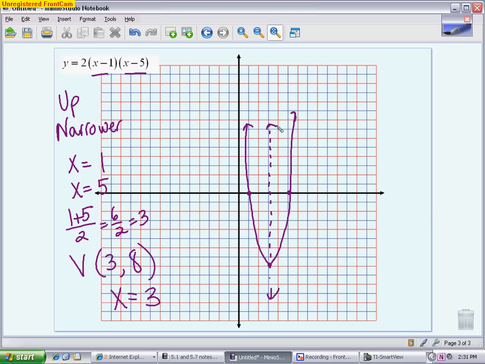This is how you graph any parabola. You just have to determine the form. Again, we have standard, vertex, and intercept, and then use these steps to correctly graph and use your calculator to make sure that everything is making sense.